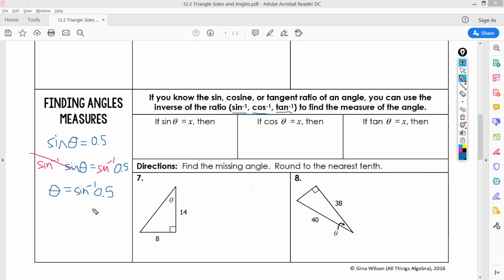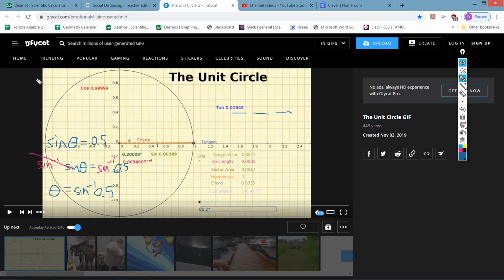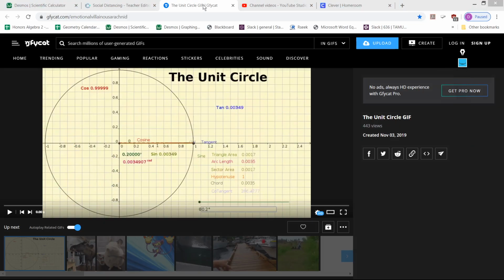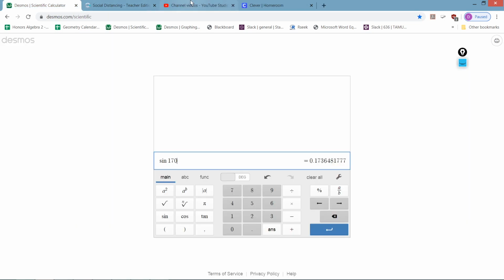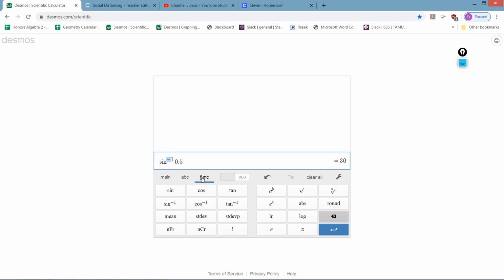How do I do this math? You just go to Desmos. I can close this now, because we talked about it. So I do inverse sine of 0.5. And it turns out inverse sine of 0.5 is 30. Now, if you don't want to type it out like I did, if you go to func down here and you're ready for a funky time, then you just click it here. So if I do it like this, inverse sine of 0.5 is 30. Not too bad.